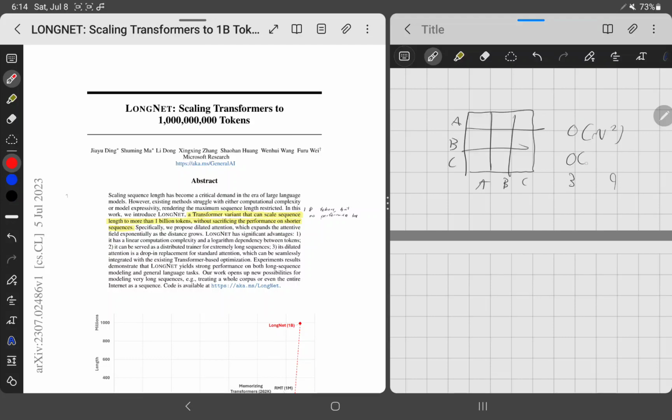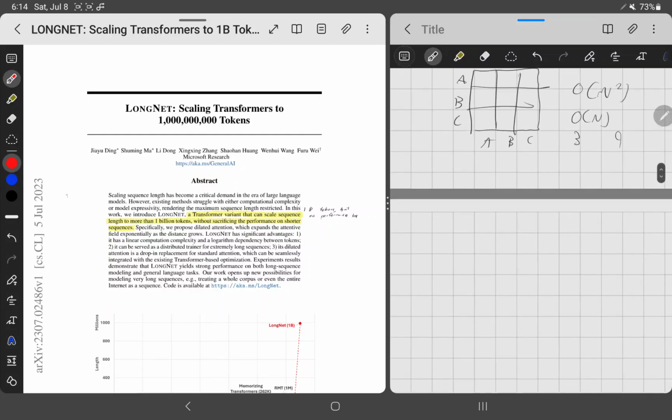Now, what if we make this O of n? Then you can scale this, and it's a lot more workable. So that's what they do in this paper.